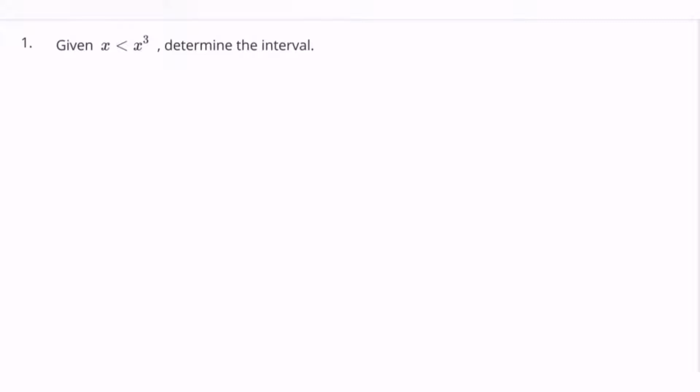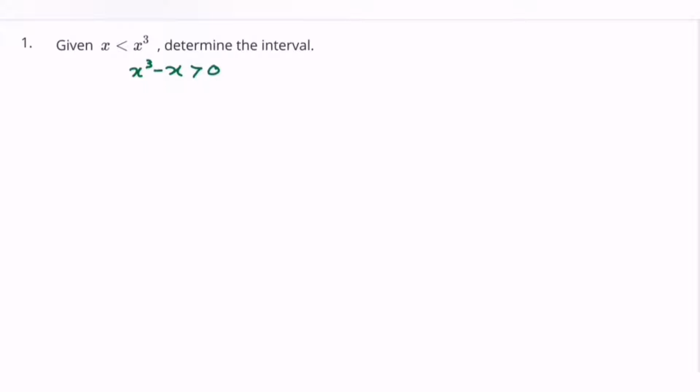So in this lesson, we are going to discuss the question regarding the inequalities and also the absolute value. So kindly refer to question number 1. Given x less than x cubed, determine the interval. By referring to the situation, what we have to do is to rearrange. So we have x to the power of 3 minus x greater than 0.